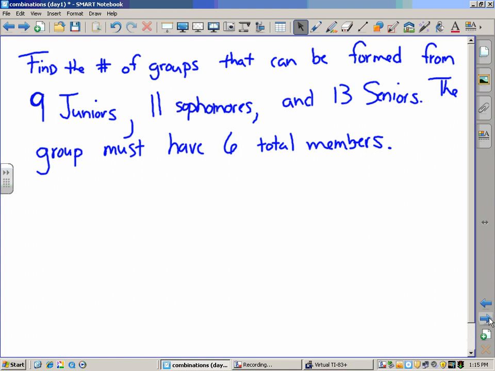Is this like the cafeteria work? A little bit. It doesn't matter who's in the group. If we don't like the seniors, then we don't pick any of them. So it does not matter your makeup. You can have all juniors, all sophomores, all seniors, or a mix of 1 or 2 or all of them.